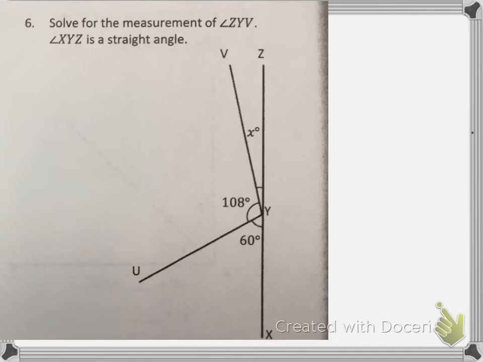Okay, let's look at number 6. Let's see, what information does number 6 tell us? Well, number 6 tells us to solve for ZYV. Okay, so I'm going to mark that in yellow. Trace it with your finger. ZYV. And it also tells us that XYZ is a straight angle. XYZ is a straight angle.